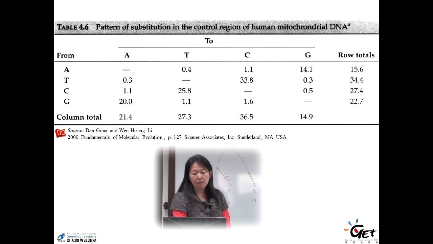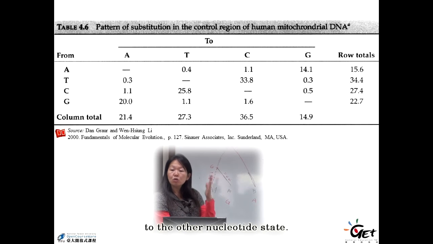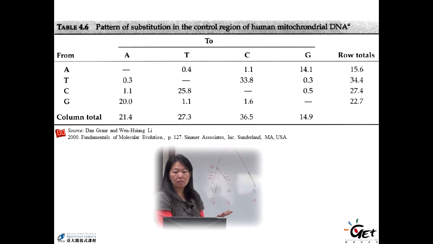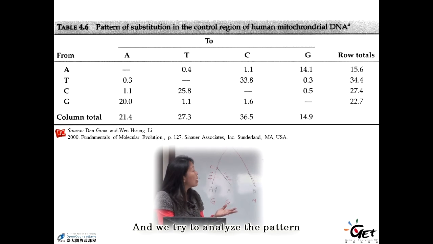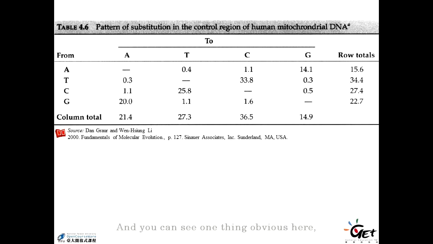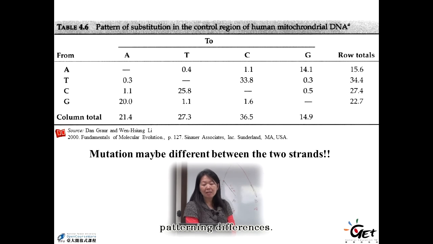That's very similar reasoning. And for the mitochondria, you can see the mutation rate. So here is the same thing, from one nucleotide state to the other nucleotide states, and we separate all four different sites, different possible nucleotides. Then you have all the combinations, and we try to analyze the pattern we observe from the coding sequence of the human mitochondria genes. And you can see one thing obvious here is the differences might be different between the two strands, because you see very dramatic patterning differences.